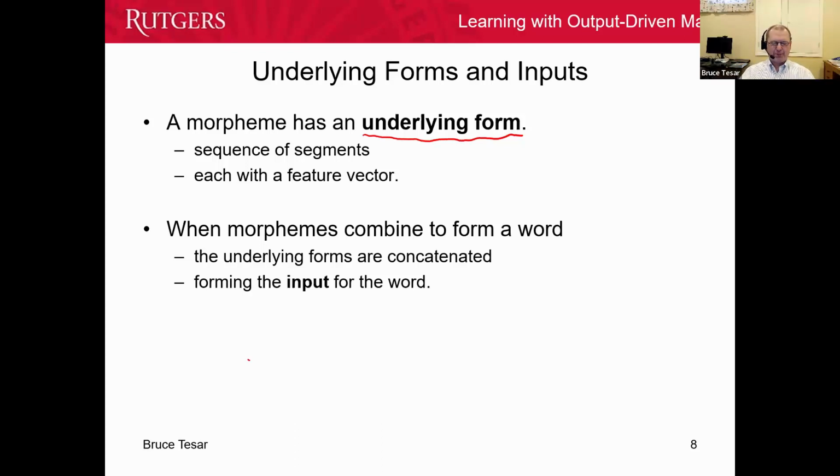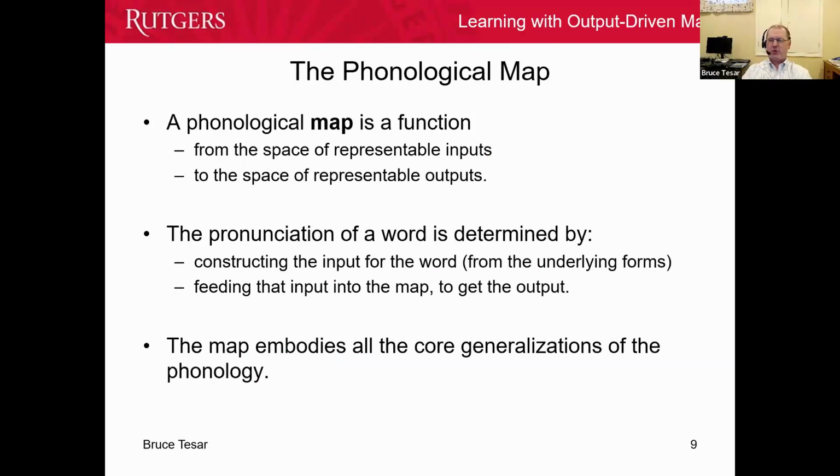When morphemes are combined to form a word, the underlying forms are concatenated, and that forms the input for the word. So the key thing is that each morpheme has information about its sound structure underlyingly, but that isn't the end of the story in terms of how it's pronounced. Things then get fed through the core phonology, and that determines, possibly altered, what the actual surface pronunciation is. So the underlying forms of the morphemes for a word are put together to determine an input, and then that input is fed into the phonological map.